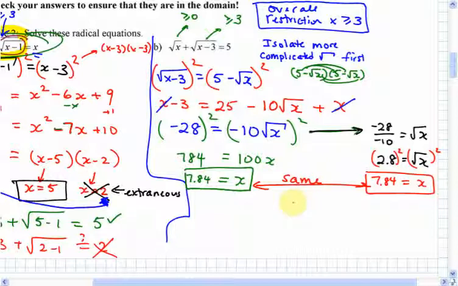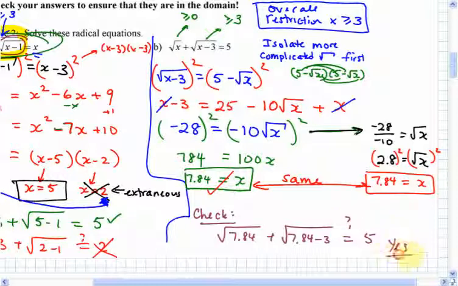Now, because I have looked at the overall restriction, I can say, is this answer bigger than or equal to 3? Yes. So I know this works. If you didn't do the overall restriction and you wanted to check, you could do that as well. Type in the square root of 7.84, take 7.84 minus 3, take the square root of that, and see if it equals 5. Okay, because I want to save some time, I'll say it's yes.